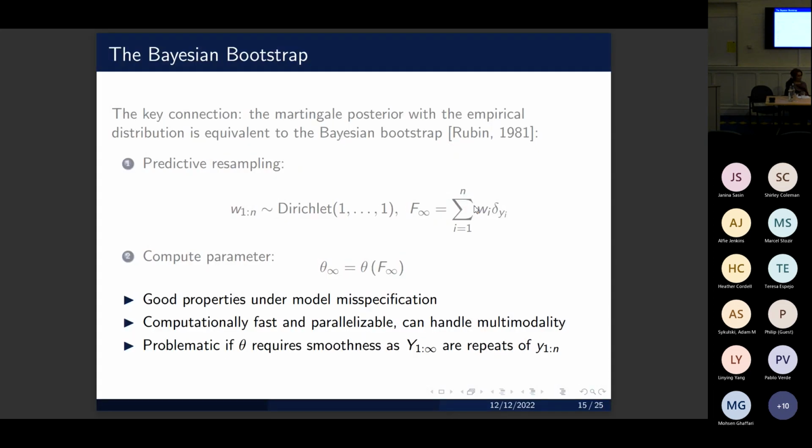And so the Bayesian bootstrap is really neat. Aside from this connection, the Bayesian bootstrap has already been investigated independently and shown to have really good properties under model misspecification because of its connections to the Dirichlet process and Bayesian non-parametrics. There's also been some recent work to show that under large data settings and complex models, the Bayesian bootstrap is particularly fast and parallelizable and can handle some level of multimodality. However, of course, we know that F_infinity in this case is going to be discrete at the data points that we've seen already, because our predictive is going to only have support on y_{1:n}. So this is going to be problematic if our parameter of interest requires some level of smoothness. For example, if we're interested in the density, then this isn't really going to work.